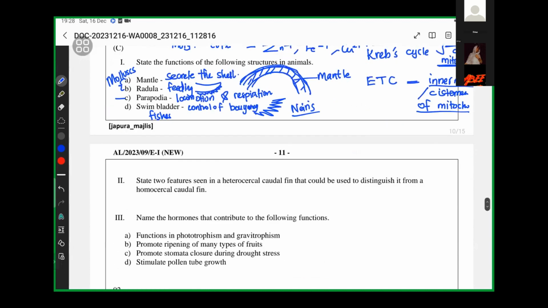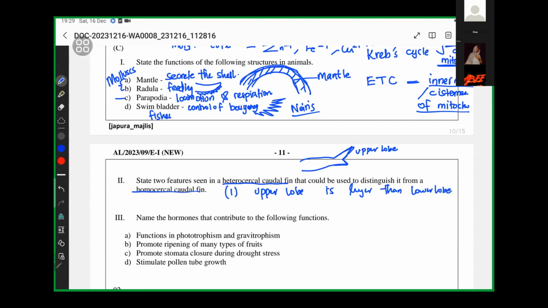The next thing is state two features seen in heterocercal caudal fin that could be used to distinguish it from a homocercal caudal fin. So the heterocercal caudal fin is like this. It has the fins which are unsymmetrically divided. So the features are the upper lobe. This is the upper lobe. The upper lobe is larger than the lower lobe. The first feature is upper lobe is larger than lower lobe.